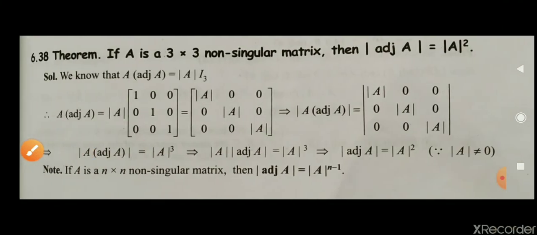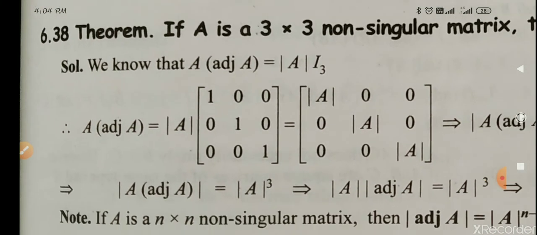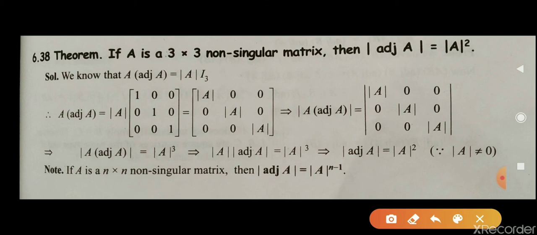Next, one more property is there. If A is a 3 by 3 non-singular matrix, then determinant of adjoint A. Now you are going to study determinant of adjoint A. Determinant of adjoint A equals determinant of A square. No example is there, so you can see this property.